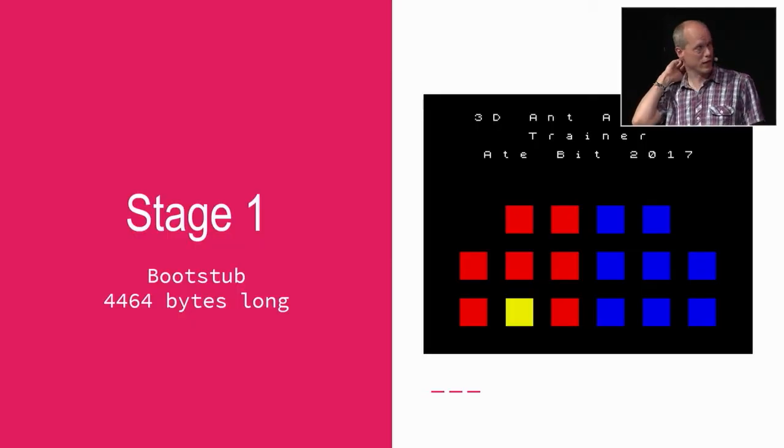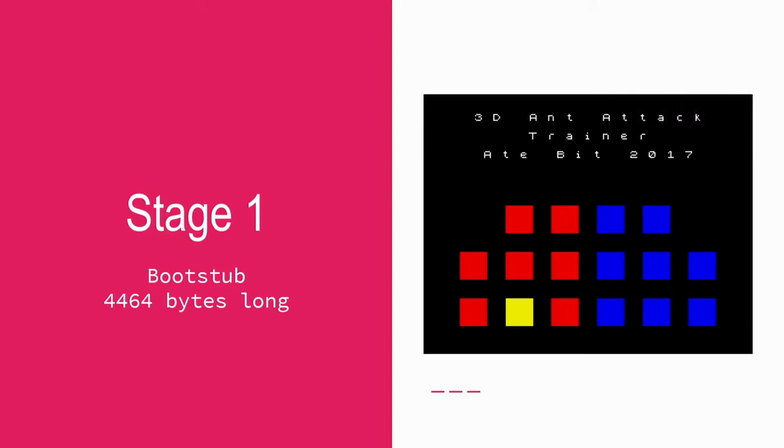So we'll start with the first stage. The first stage is the boot stub itself. This is the first thing you load. It's 446 bytes long. It contains a compressed version of all the stages that follow it. So the boot stub just clears the screen, shows a logo.